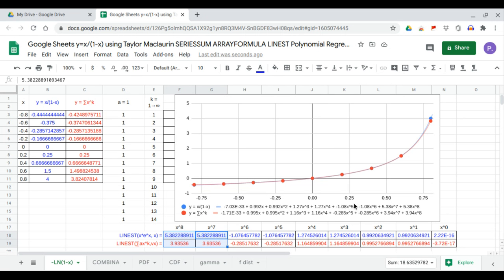This completes the use of array formula, LINEST polynomial regression, in generating the trendline polynomial of y equals x over 1 minus x, and Taylor-Maclaurin series sum expansion using series sum for this y equals x over 1 minus x.